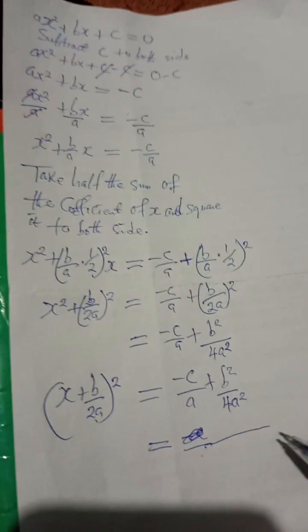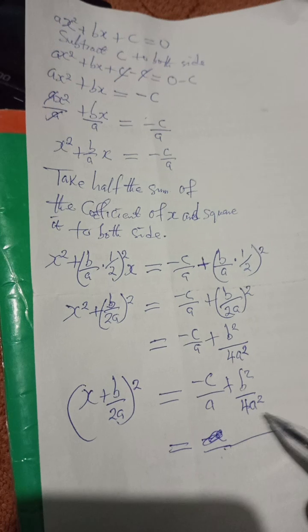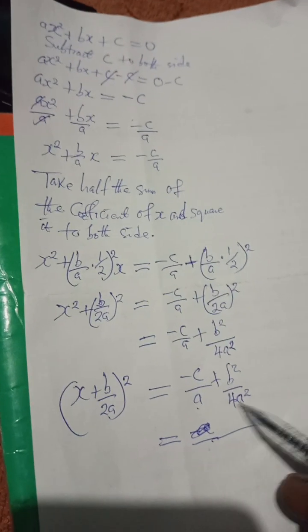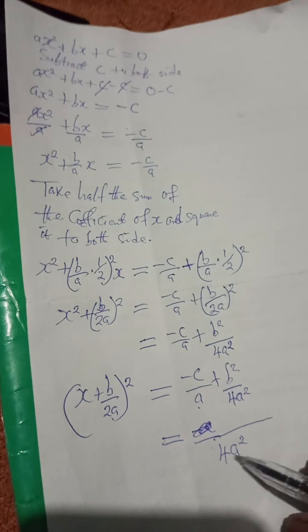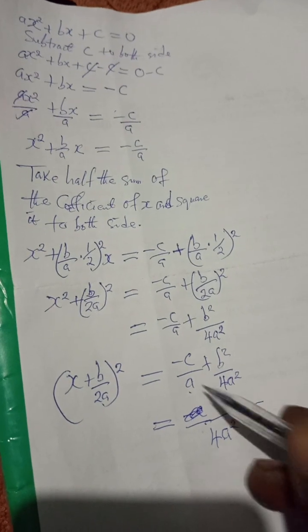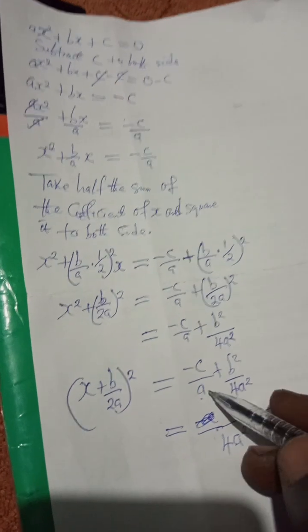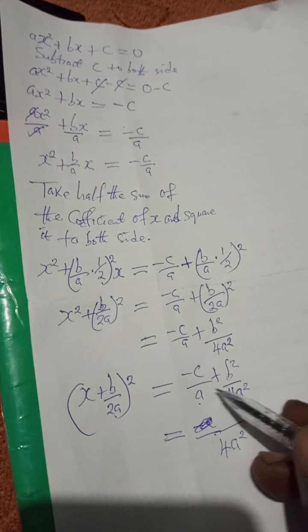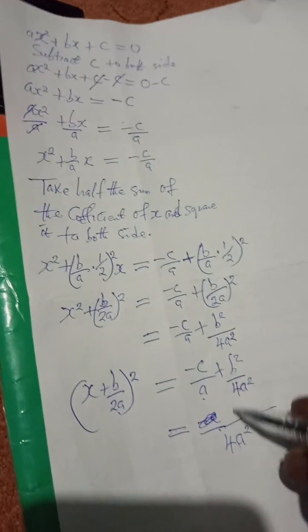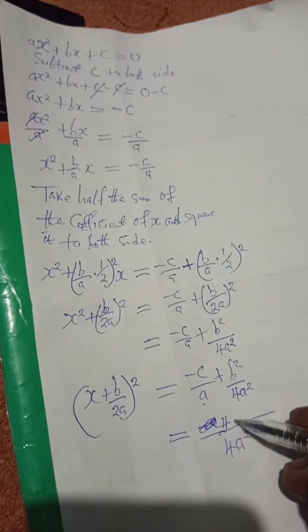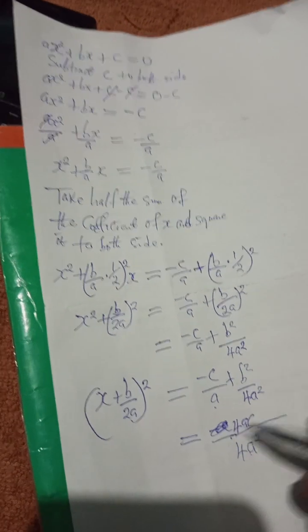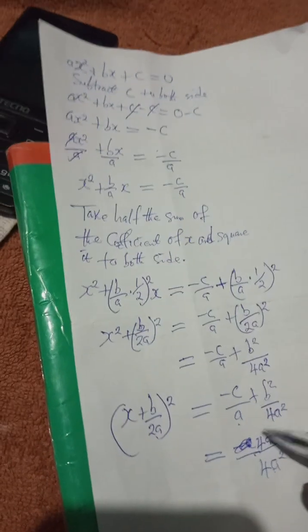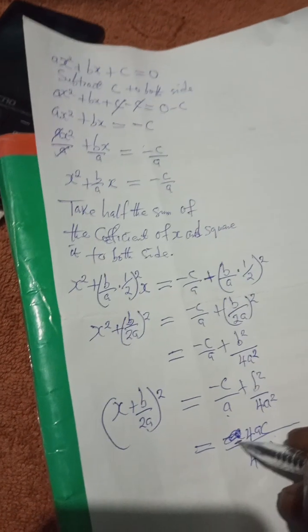From the right hand side you have to take the LCM of the denominators, which is 4a square. Now 4a square divided by 8a gives you 4a, because a is removed from 4a square, so you have 4a and c, and this has a negative sign attached to it.